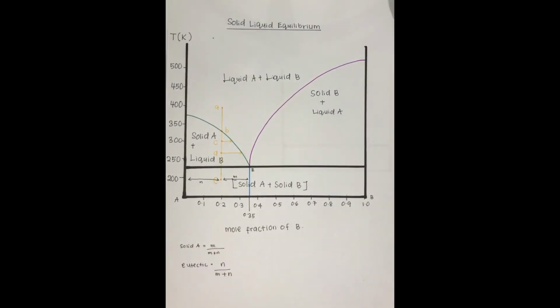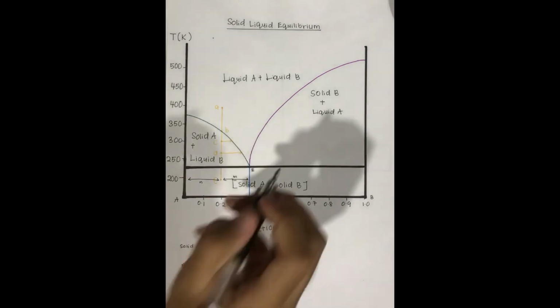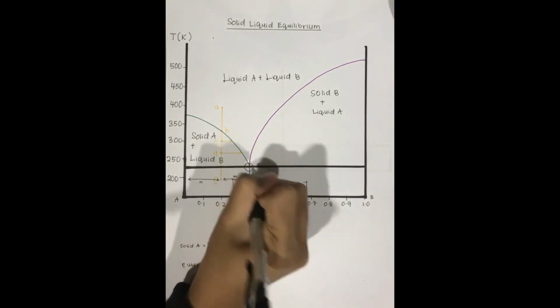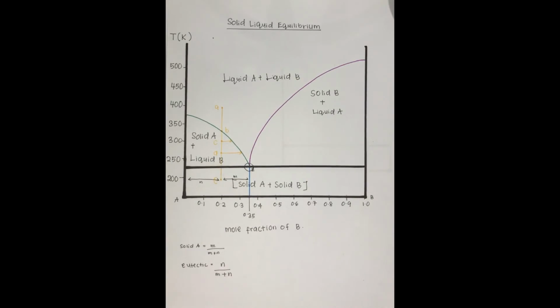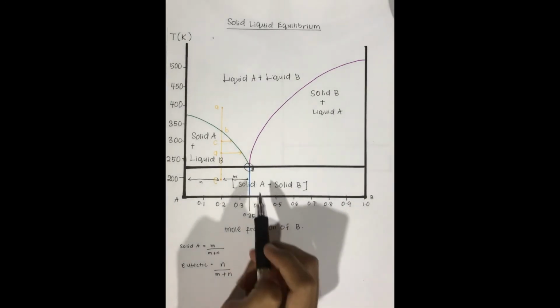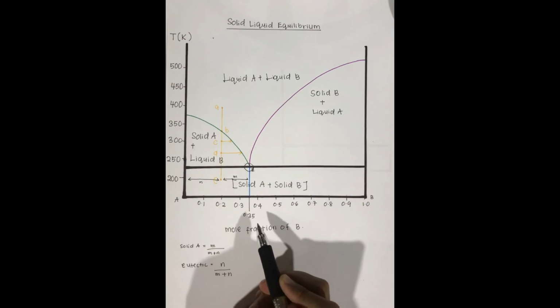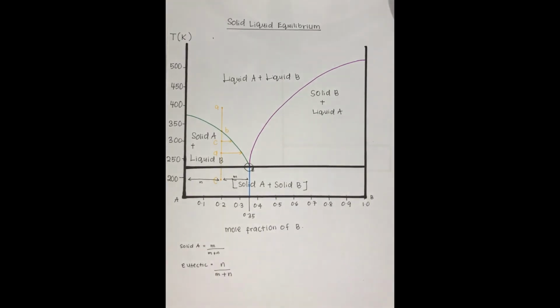The eutectic point is the point for solid-solid equilibrium, which means solid A and solid B at equilibrium. Here is the eutectic point. We can see here at this eutectic point, 35% of the mixture is solid B and the other 65% is solid A. There is no liquid anymore in this phase, only solid.